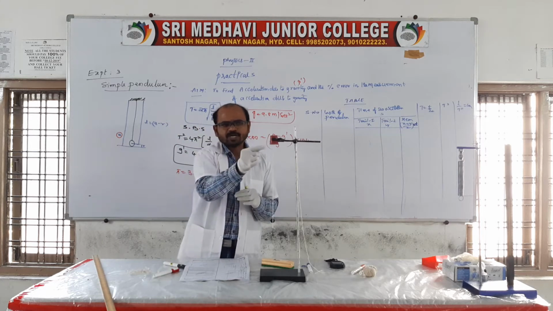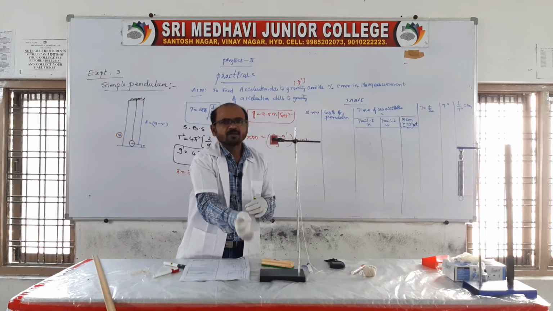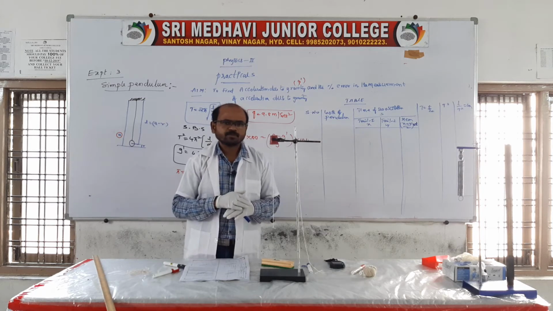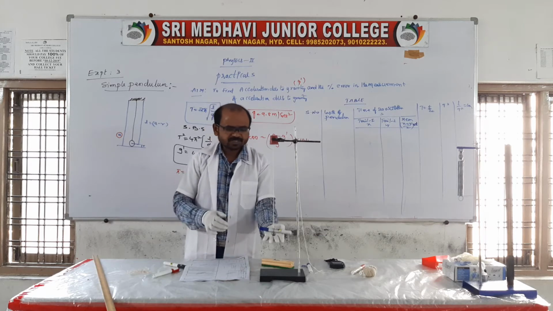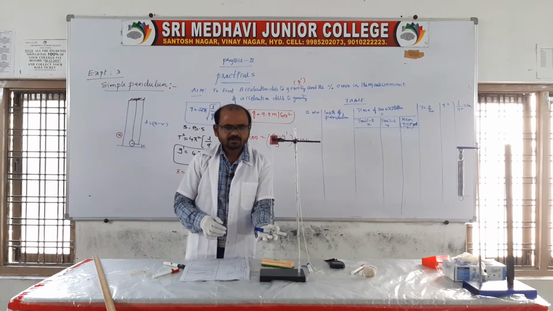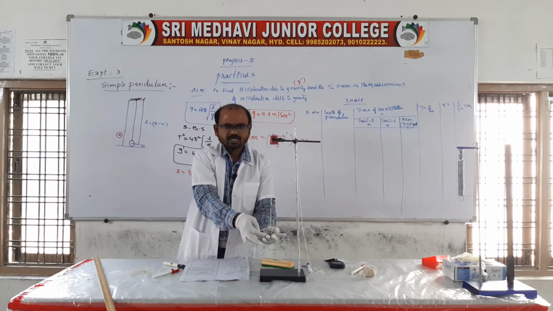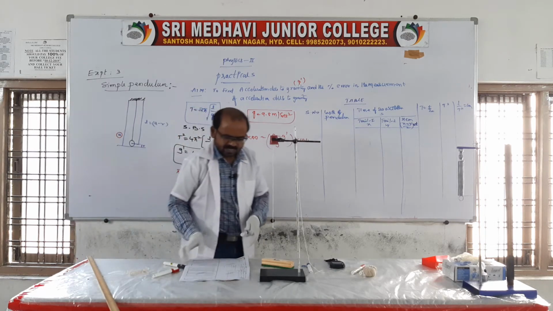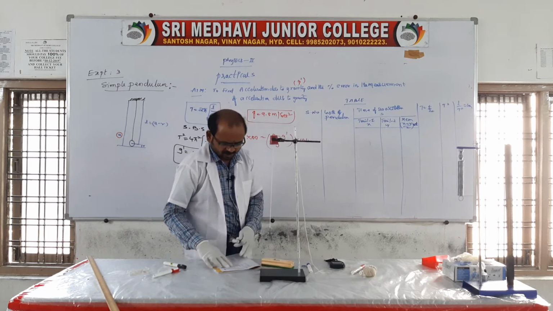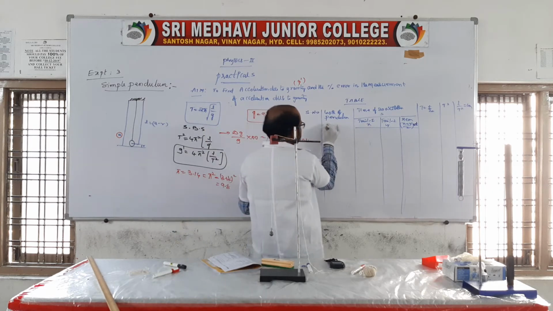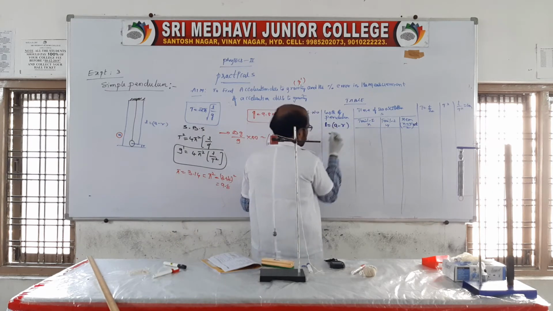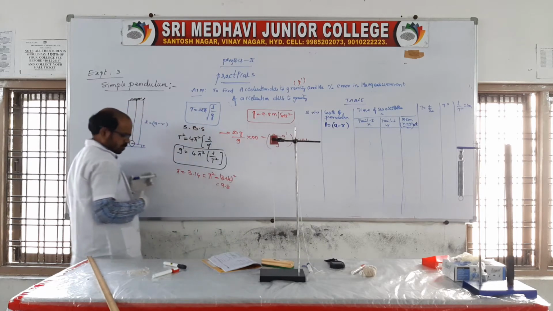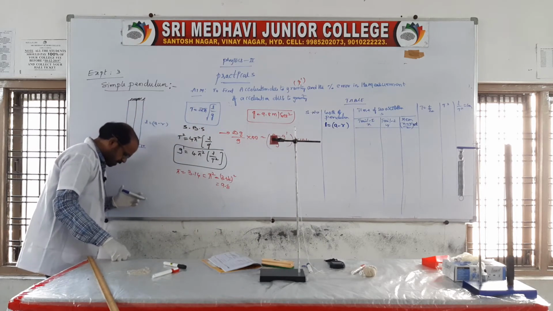The point of suspension to the center of the bob is the length of the pendulum. Now what we have to do: first of all we should measure till the end, that we can say capital E. Then the length of the pendulum is equal to A minus small r. Sir, what is small r? Small r is nothing but the radius of the bob.